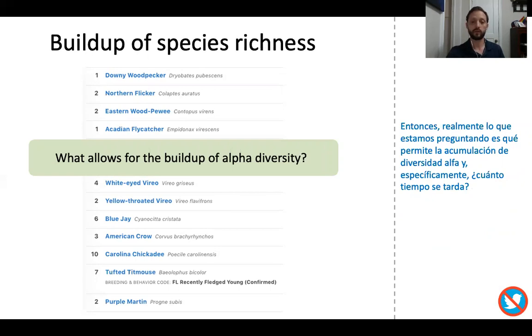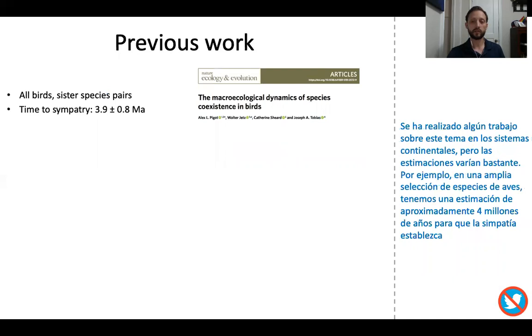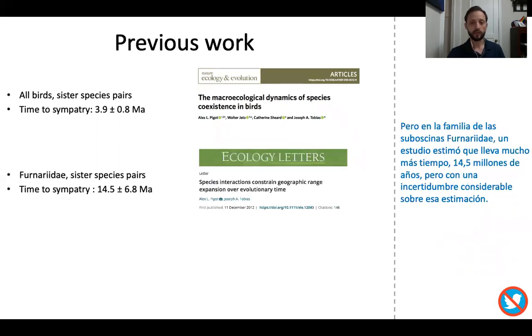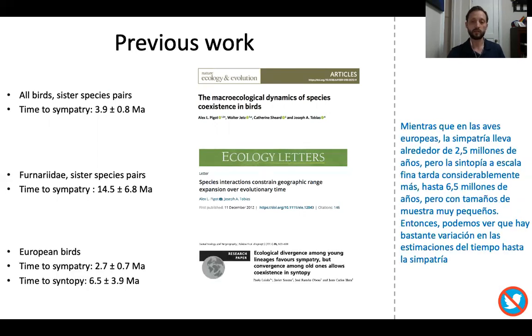So there has been some work that has been done on this topic in continental systems, but the estimates for the times to sympatry vary quite widely. So across a wide swath of bird species, we've got an estimate of about 4 million years for sympatry to establish. But in the suboscine family Furnariidae, one study estimated that it takes much longer, 14.5 million years, but with considerable uncertainty on that estimate. While in European birds, sympatry takes about 2.5 million years, but fine scale syntopy takes considerably longer, up to 6.5 million years, but with very small sample sizes on that study. So you can see that there's quite a bit of variation in the estimates of the time to sympatry.